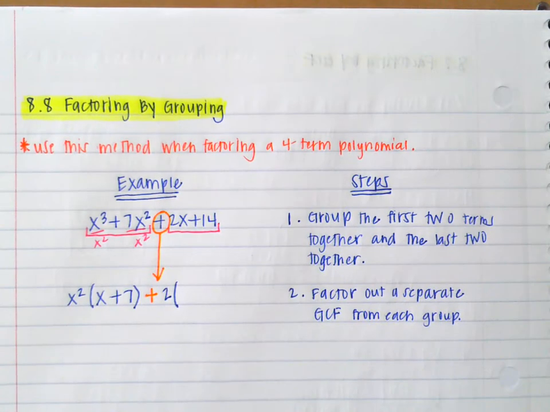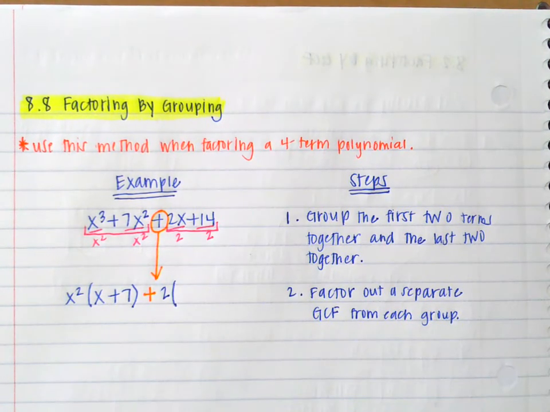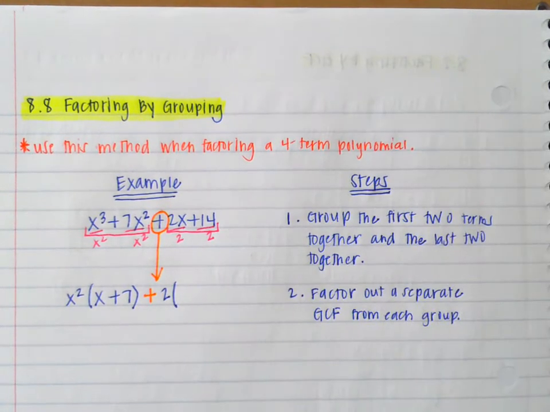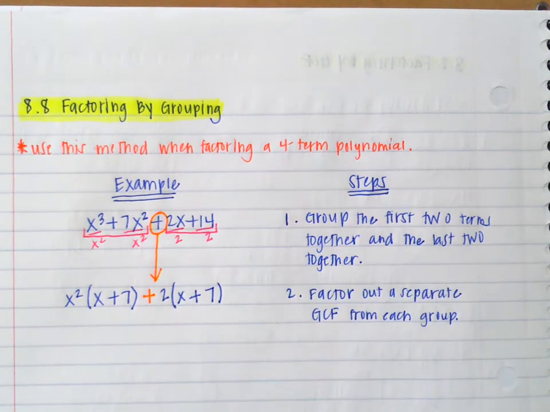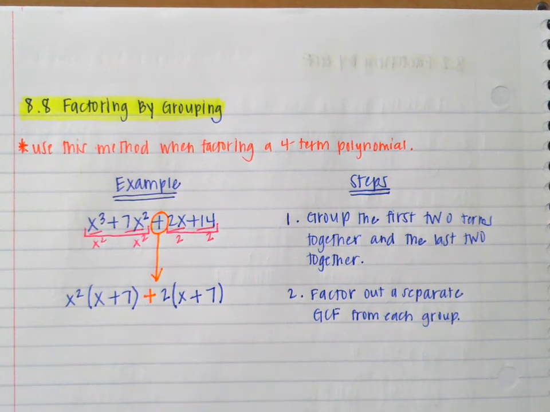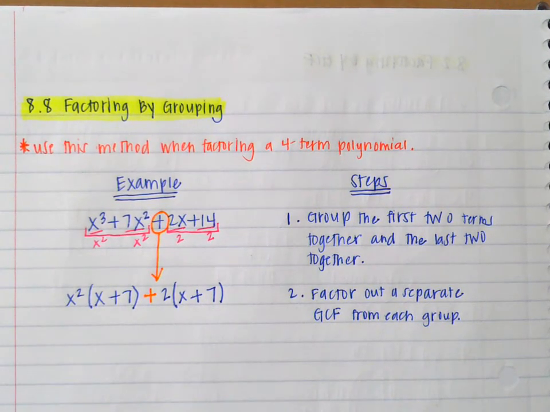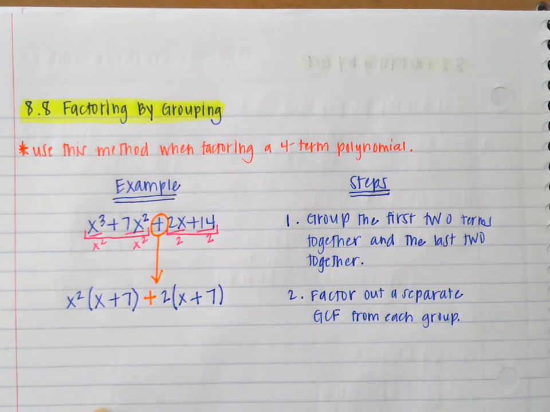And then what's left? Again, if you need to write the divided by 2, great. If you can do it mentally, great too. So 2x divided by 2 is just x, and 14 divided by 2 is 7. Now, hopefully you're noticing something. What you should be noticing is that these actually are exactly the same. If they are not the same, you've done something wrong and you need to go back and check your work, because if these are not exactly the same, we can't move forward with our next steps.